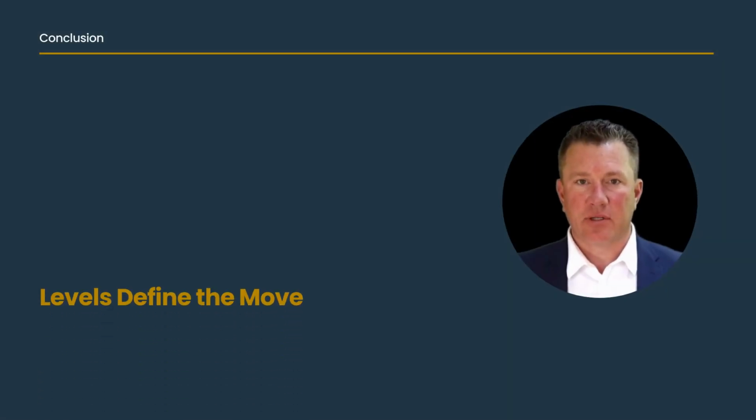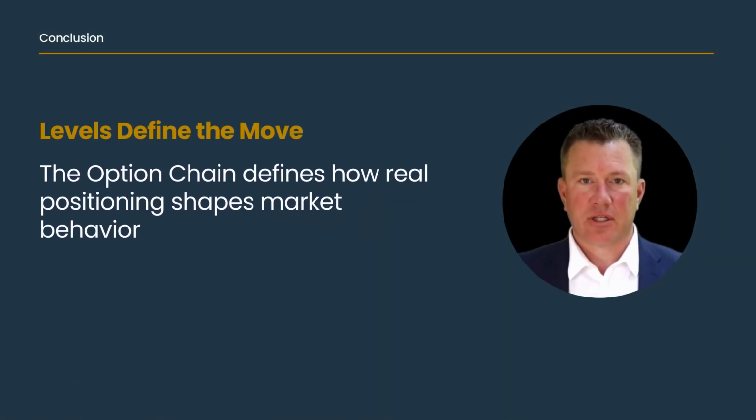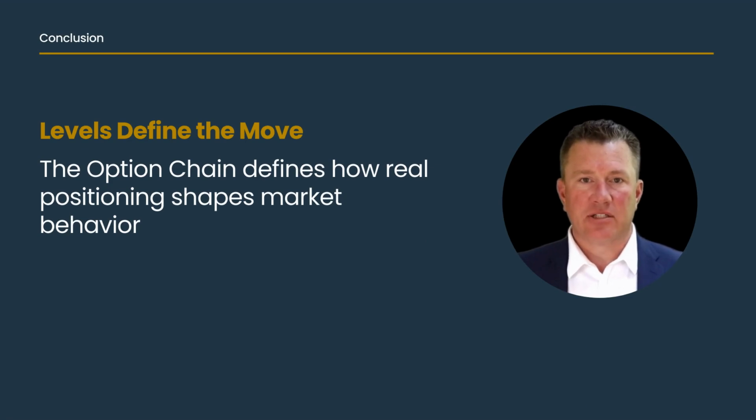The option chain reveals where real positioning defines market structure. Identifying these levels gives traders a real edge by revealing where price is likely to react before it happens. The option chain exposes the areas where positioning creates natural turning points. This clarity allows traders to anticipate movement, structure trades, and stay aligned with the flow that truly drives the market.